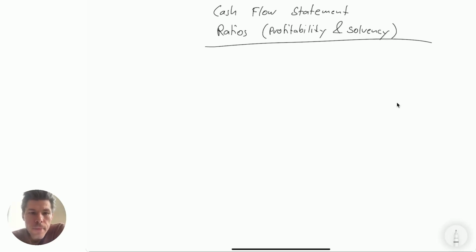Today, as I've just introduced the cash flow statement, I want to make a video on ratios. I recorded a few videos on ratios, especially solvency, liquidity, profitability already, but that's when we looked at the income statement, where you can take a lot of numbers as well to make sense of a company's performance. But now let's look from a cash flow perspective.